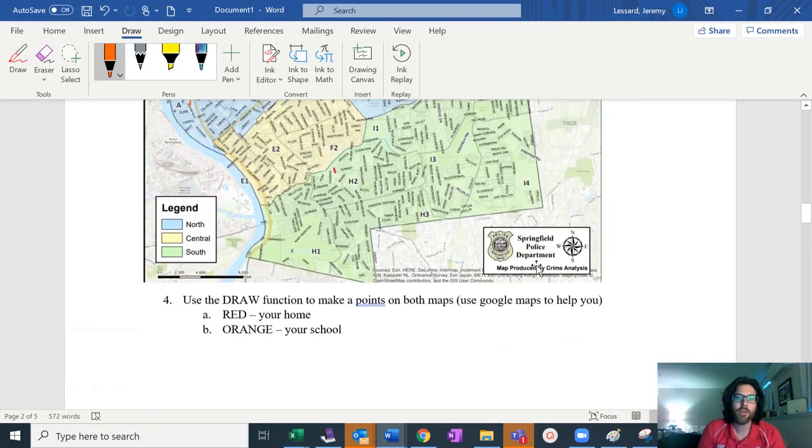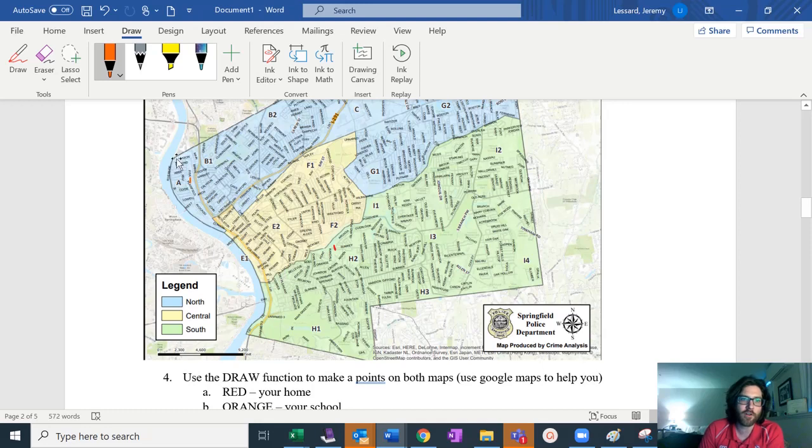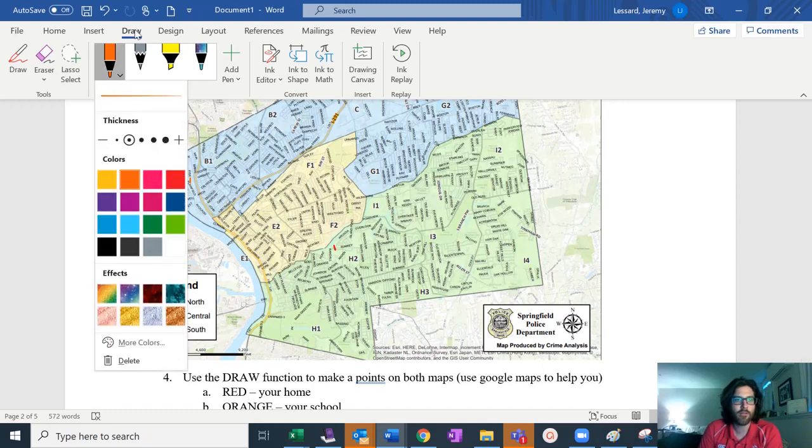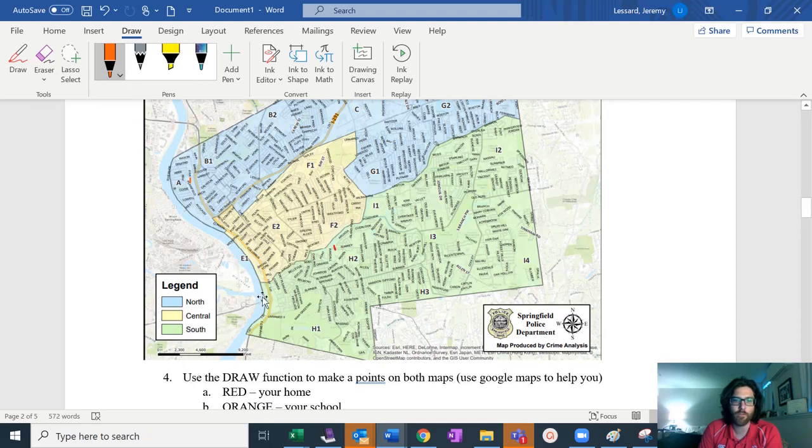As you move forward, you're going to also use the draw function that I have done in all of my assignments, using this pen under the draw, right, to mark the location of your home and your school. And I want you to think about, where did you live? Where did you go to school?